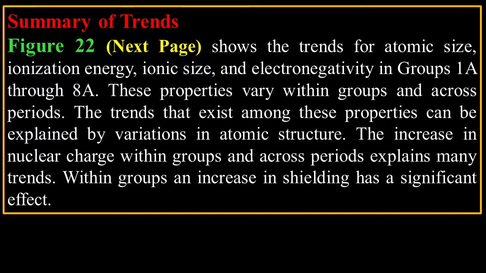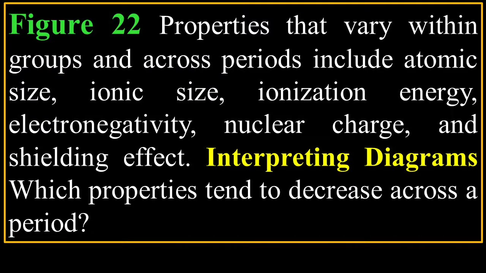So, the last slide we're going to see kind of summarizes. You should kind of take this next figure 22, and imprint it on your brain. Figure 22, properties that vary within groups and across periods include atomic size, ionic radius, ionization energy, electronegativity, nuclear charge, and shielding effect. Interpreting diagrams, which properties tend to decrease across a period? So let's look at these.